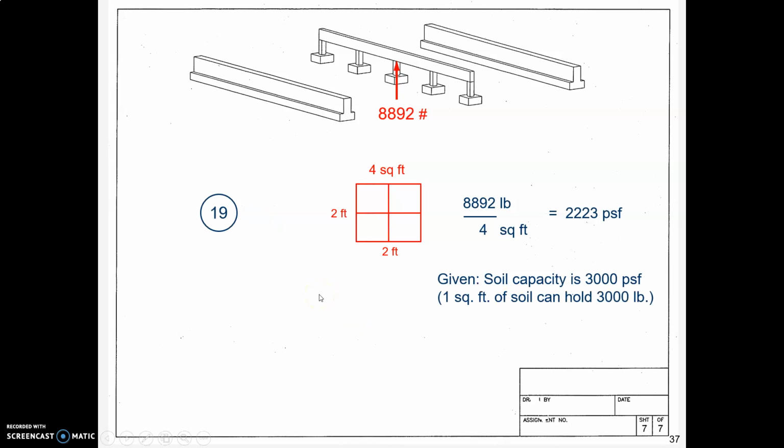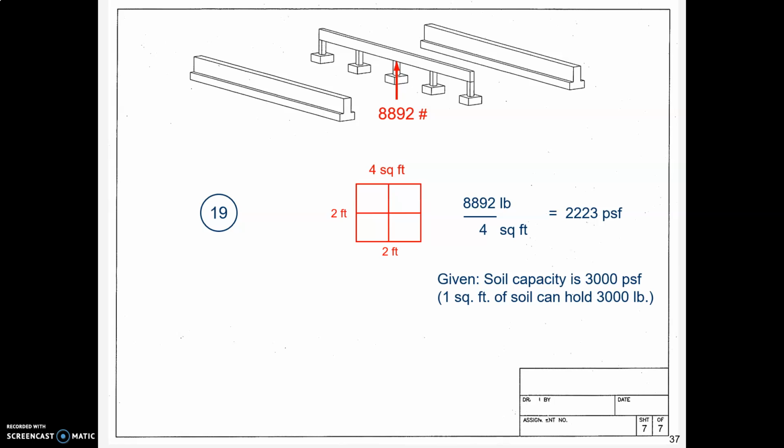And our book tells us that the soil capacity is 3,000 pounds per square foot. You might remember that from our opening slide where he gives us that. In other words, 1 square foot of soil can hold up 3,000 pounds. Question, is it adequate? Well, it's capable of holding 3,000. It's only got 2223 on it, so yes, that is going to be okay.